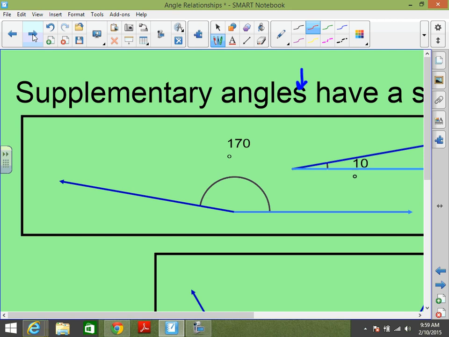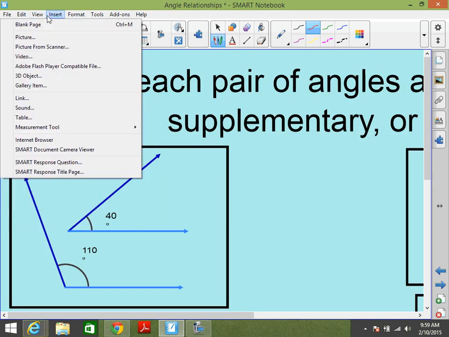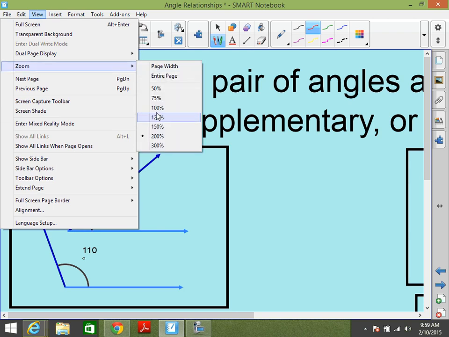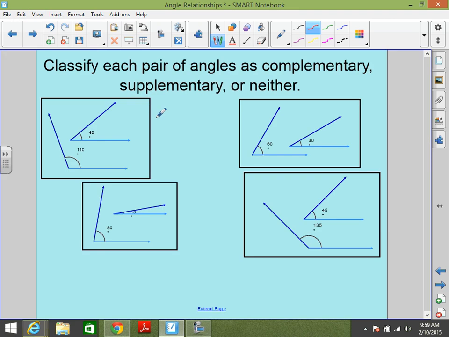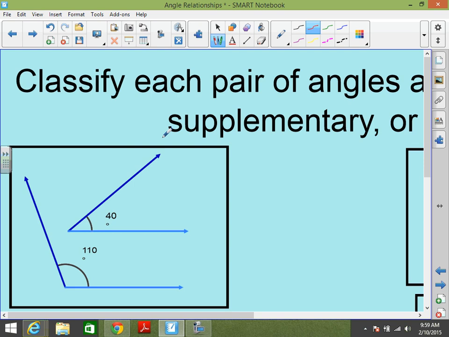Two angles that add up to 180. Now, tell me, looking at these pictures, whether what we see is complementary, supplementary, or neither. Okay, here's our first pair. Let me blow it up. Here's our first pair. We have 110 and 40. Is that going to be complementary, supplementary, or neither? How would it be supplementary? That adds up to 180. 110 plus 40 adds up to 180.